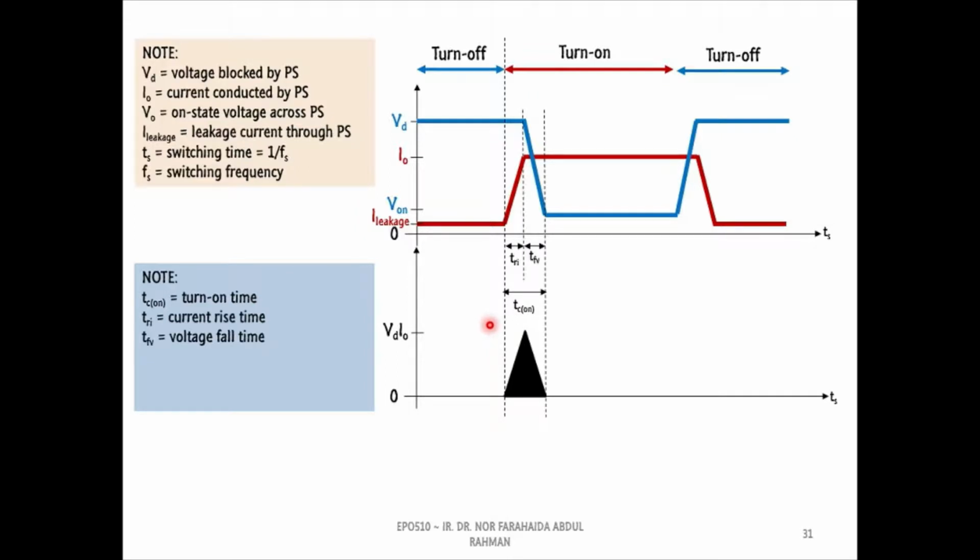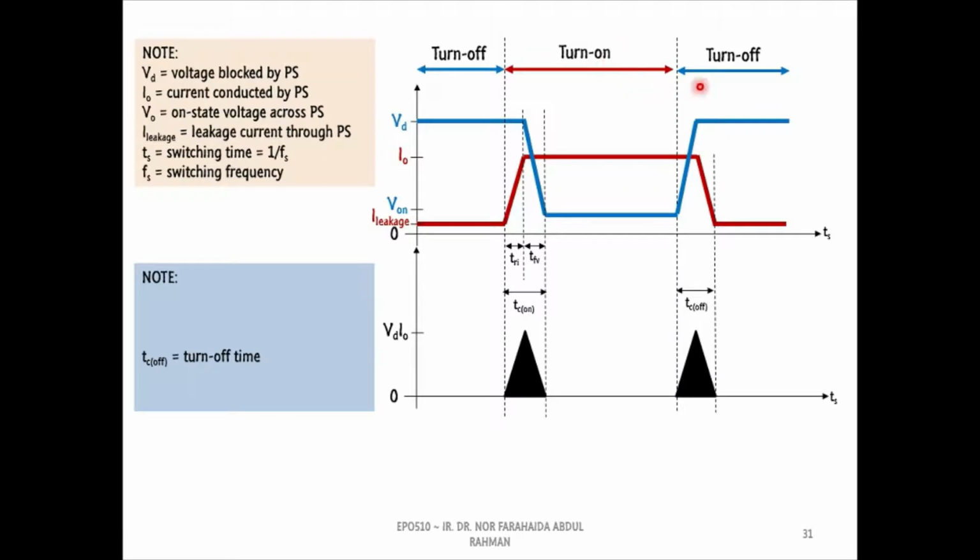It consists of the current rise time and the voltage fall time. Instead, between turn on and turn off, the delay is called the turn off time. It consists of the voltage rise time and the current fall time.